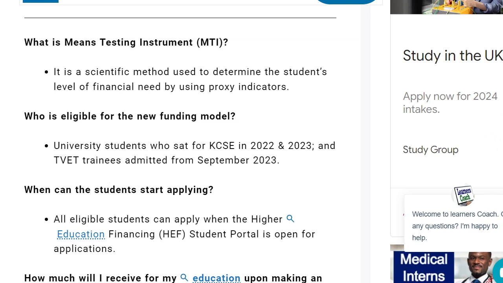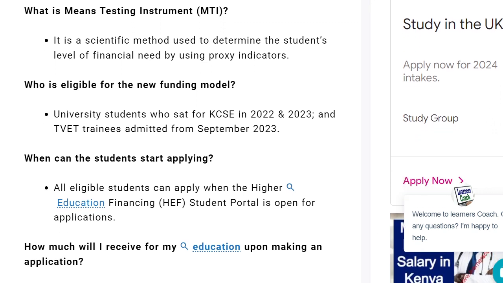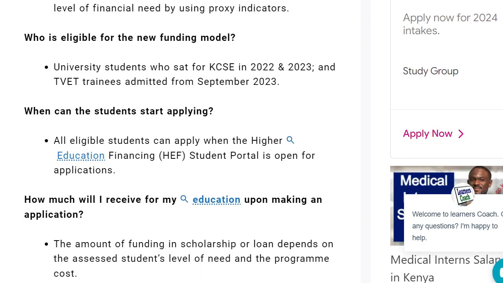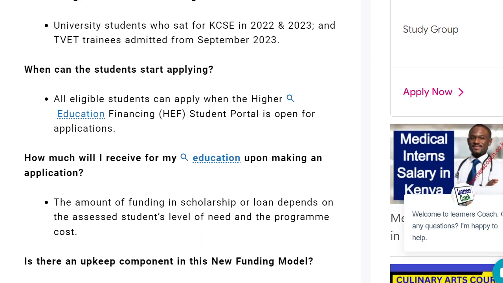So when can the student start applying? There's another question you need to understand about this funding model. All eligible students can apply when the higher education financing student portal is open for application. As long as you keep on checking, as long as it is open, you can go and apply, and they always communicate.